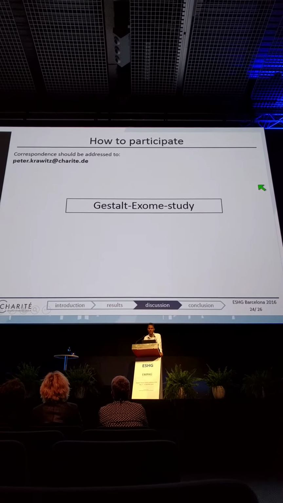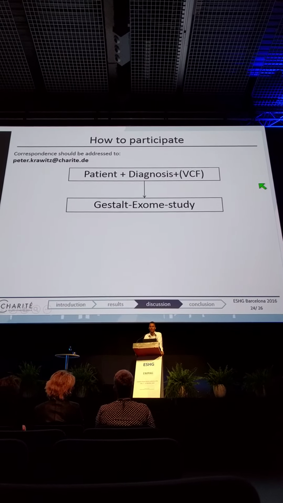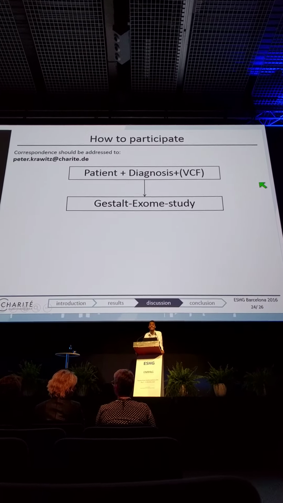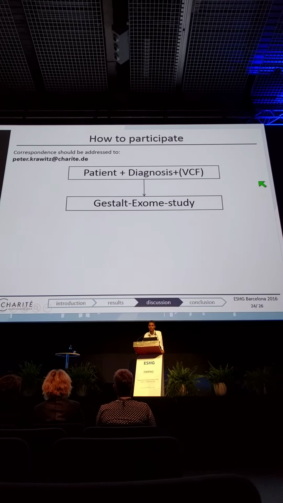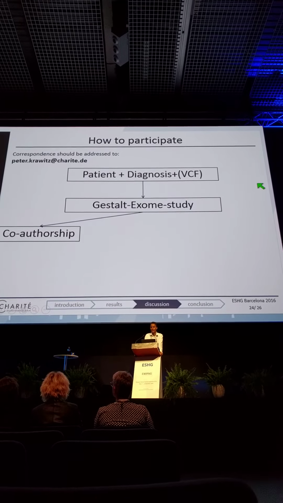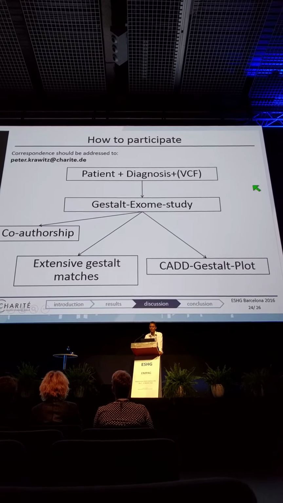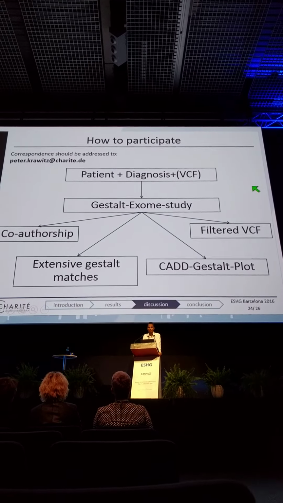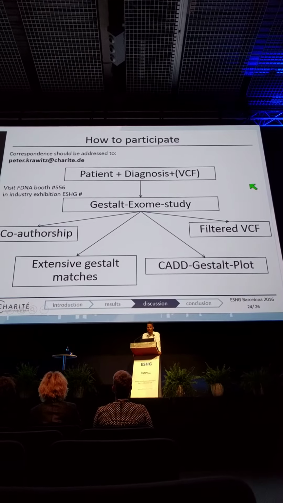So how can you participate in our study? We would need a patient of yours together with the confirmed molecular diagnosis and ideally the exome. However, if you do not have the exome, we'd also take the pathogenic variant and we would simulate an exome as I have described it. You can gain a co-authorship, an extensive list of Gestalt matches, the cut Gestalt plot, and a further PCR for your clinical purposes. More information about our study is also available at FDNA's booth.